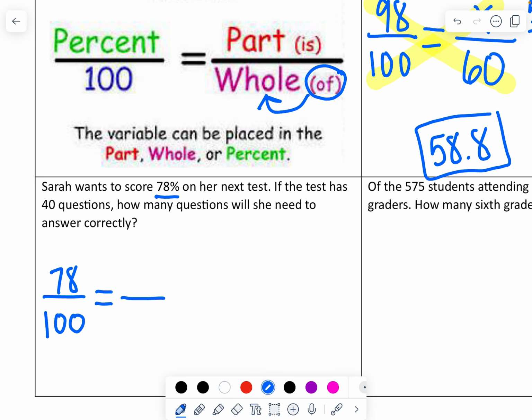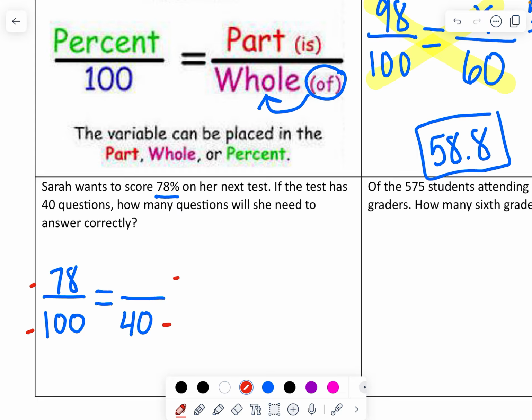And then it says the test has 40 questions. How many questions will she need to answer correctly? So the test has a total of 40 questions, so that's the whole. If she wanted to get a 100%, she would need to get 40 questions correct. But she wants to score 78%, so we want to know how many questions she needs to get right to get that 78%.